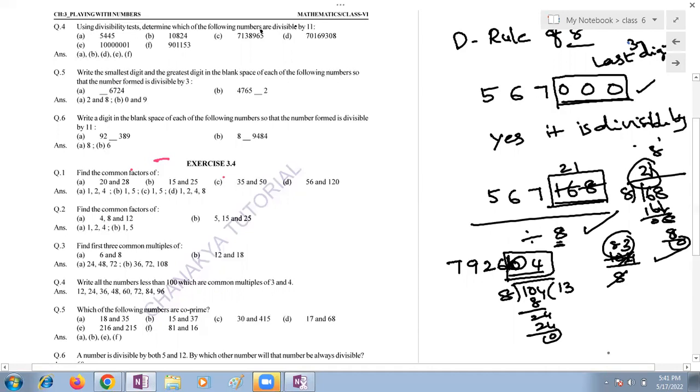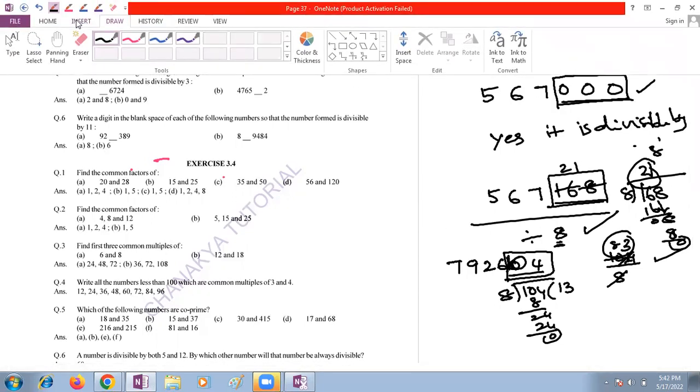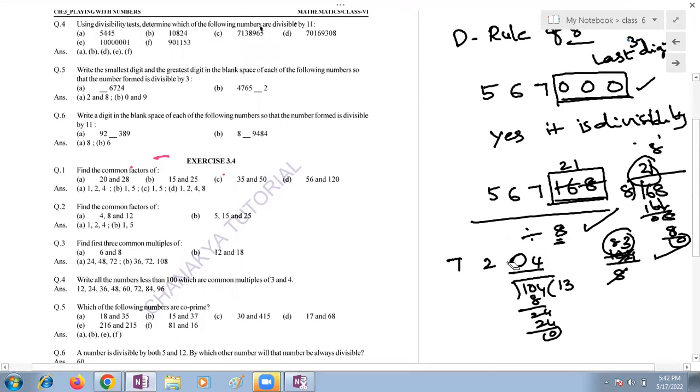Ma'am, it will be 13, not 83. Exactly, 13. So the remainder should be 0, which means yes, it is divisible by 8. Hope you understood, Advika.